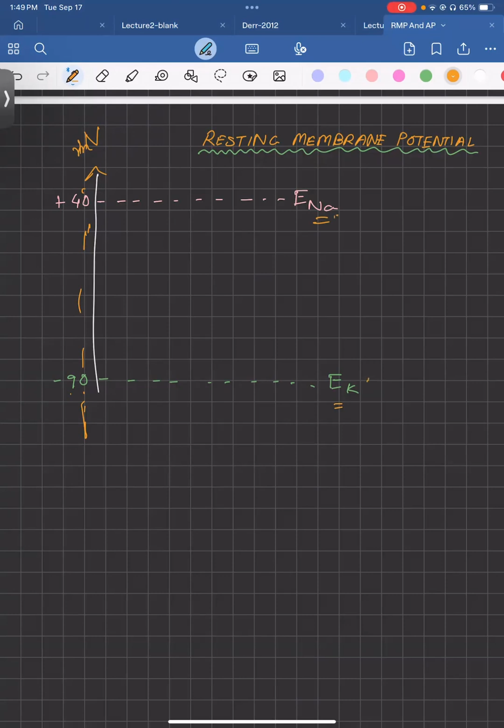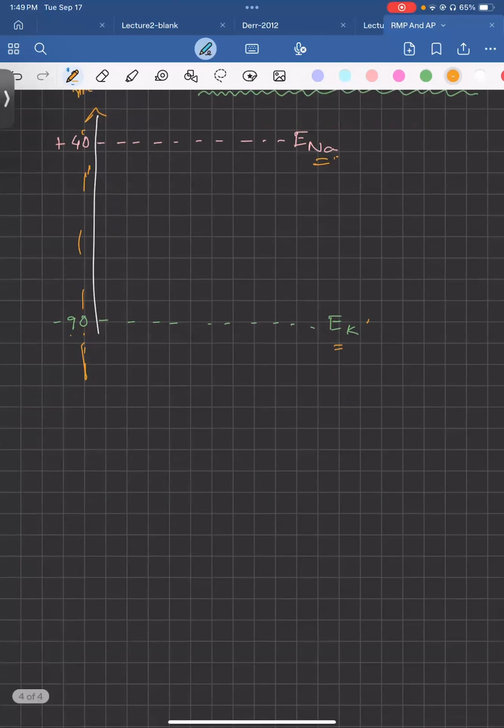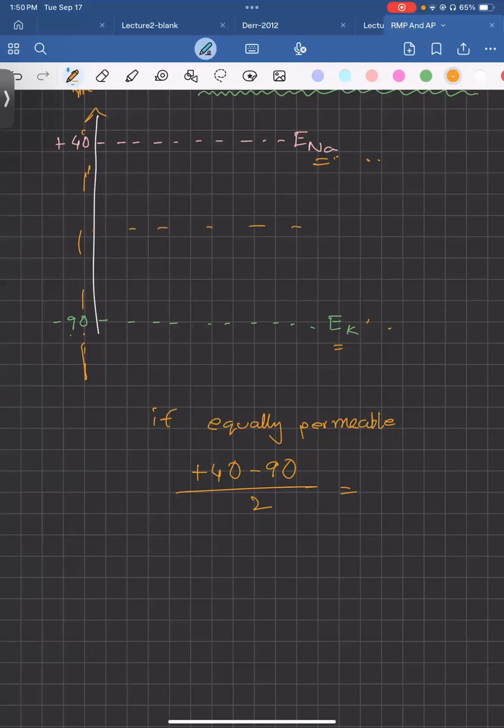What if we have both of these ions? What happens then? It's kind of like a tug of war, right? Because sodium wants to move things to plus 40, and potassium is trying to move things to minus 90. Who wins? Well, if they were equally permeable, there should be an average between the two, like plus 40 minus 90 divided by 2, somewhere in the middle, right? That's not the case. They're not equally permeable.